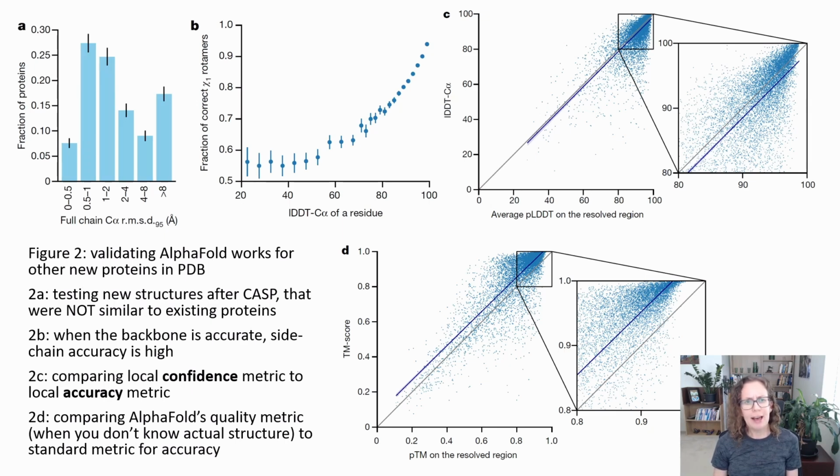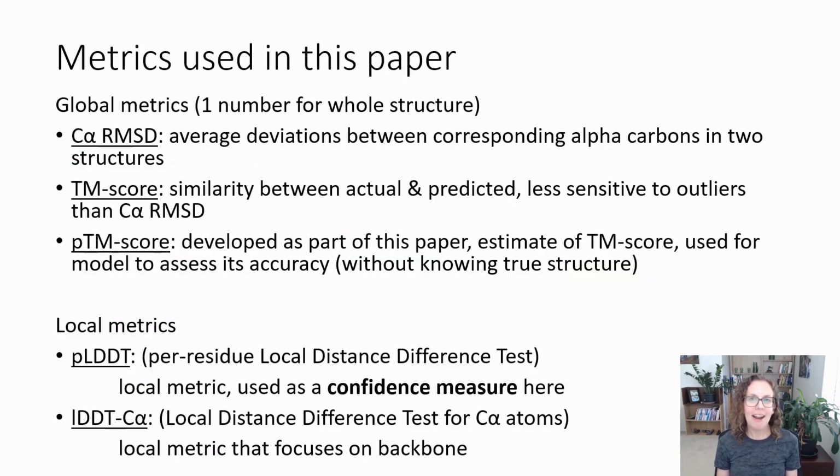Figure 2b is looking at a local measure of the alpha carbon residue, and basically showing that when the backbone is accurate, the side chain accuracy is high. I'm actually going to come back to this slide. First, I want to talk a little bit about metrics, since there are a lot of different metrics on these slides, and I found that a bit confusing. For me, it was helpful to break it down.